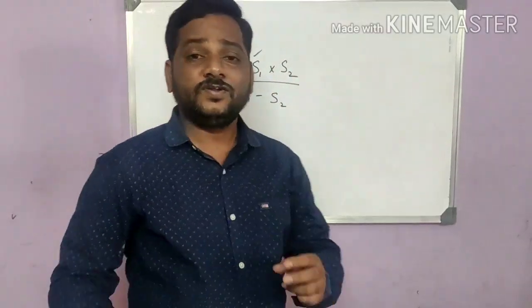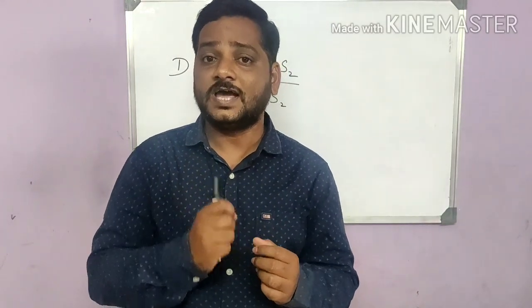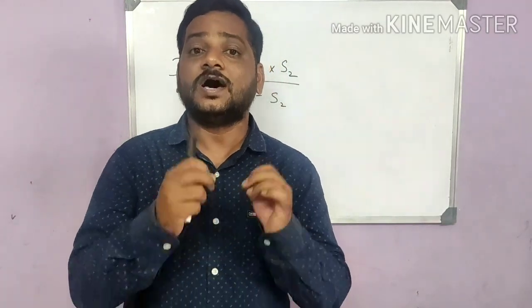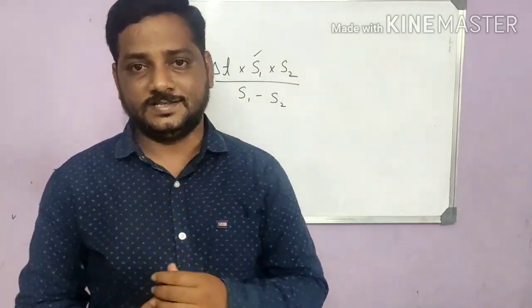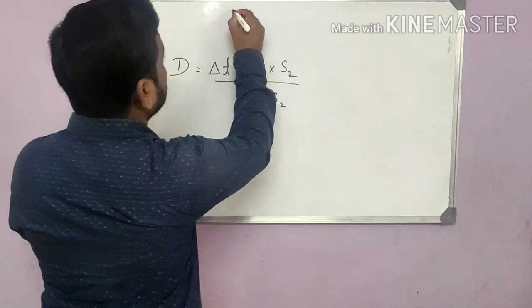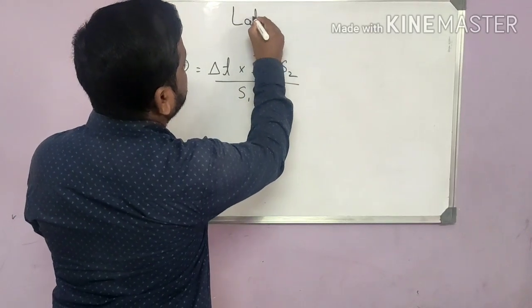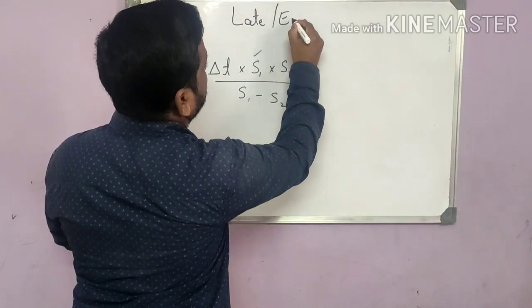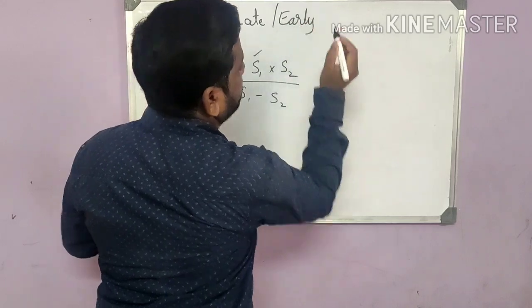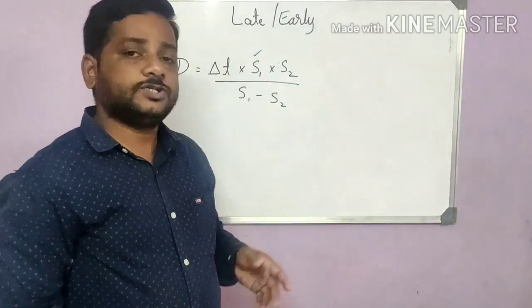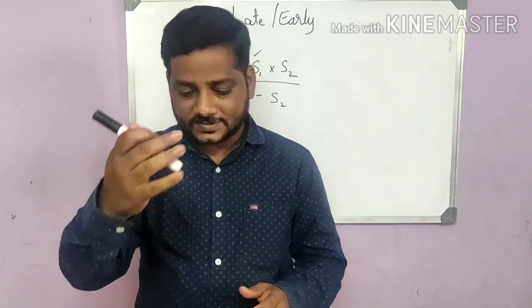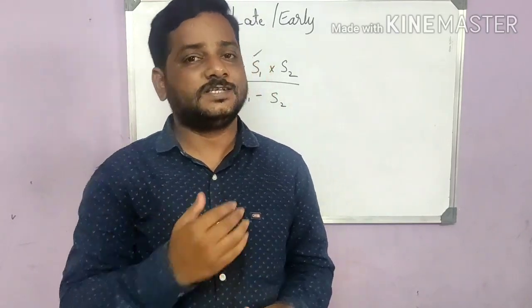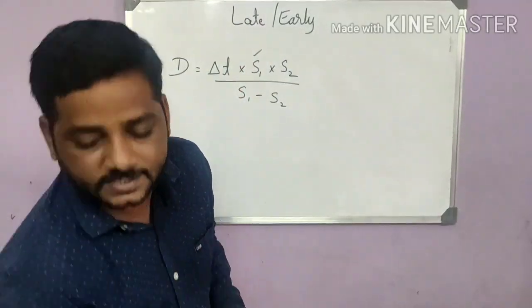So when we have two statements with a concept of late or early, we use this formula to find the distance. That is why today's class concept is called late and early. I will give you the shortcut method and also tell you how to solve using the traditional method. First, let us take one example to understand this concept.